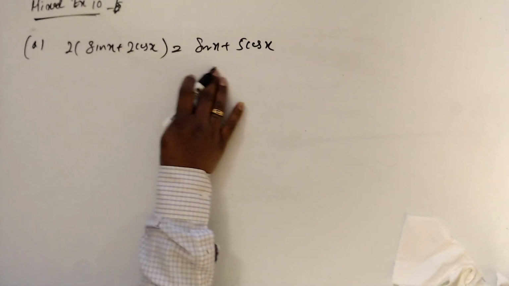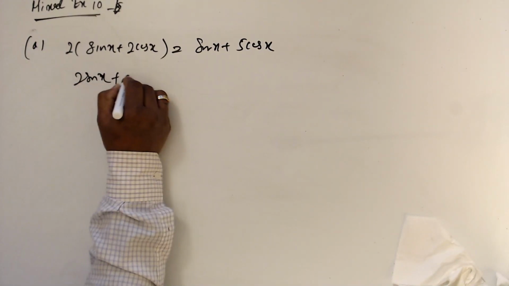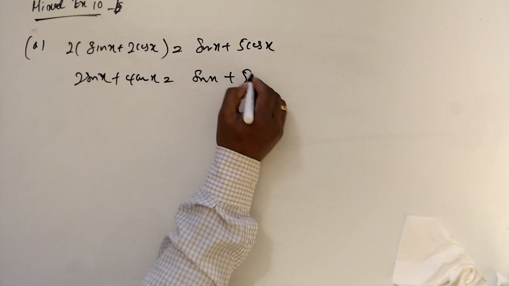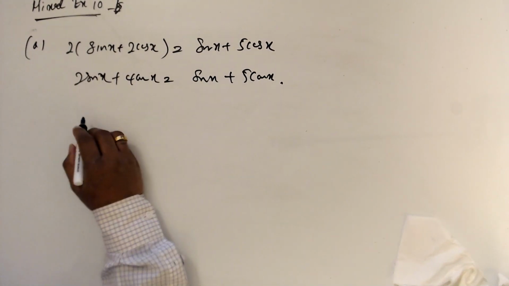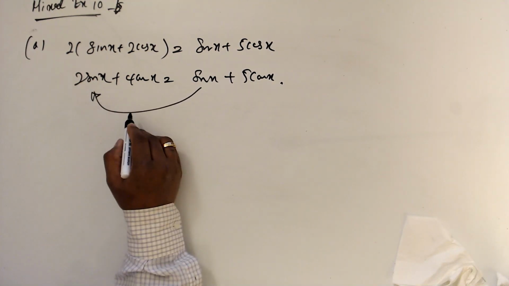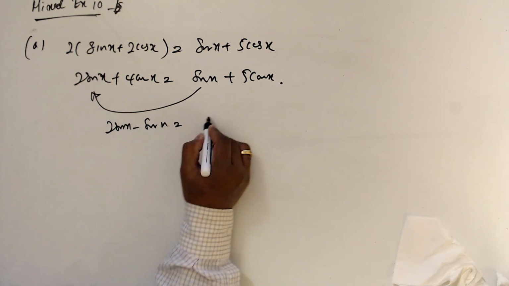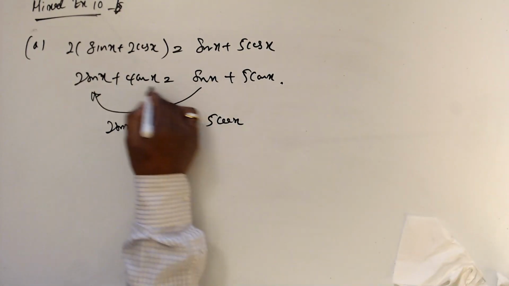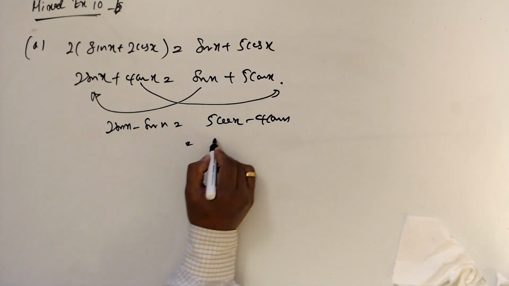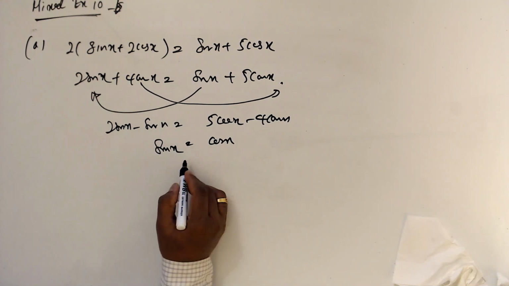And part A, we can expand 2 sine x plus 4 cos x equal sine x plus 5 cos x. Then I bring this sine to here. So 2 sine x minus sine x, and 5 cos x here. So I'll bring to here minus 4 cos x. This is cos x equal sine x.